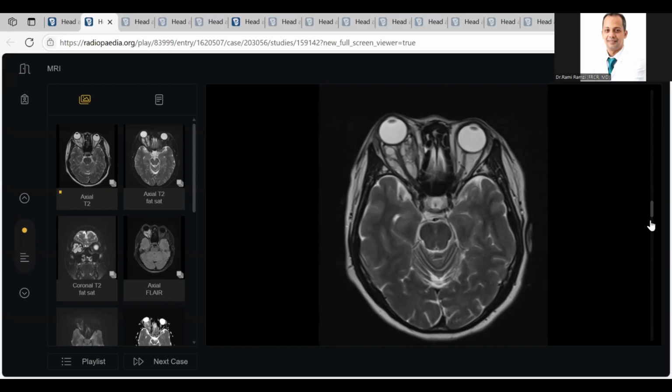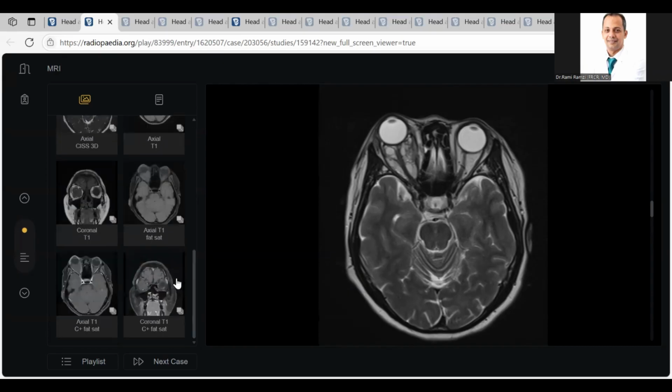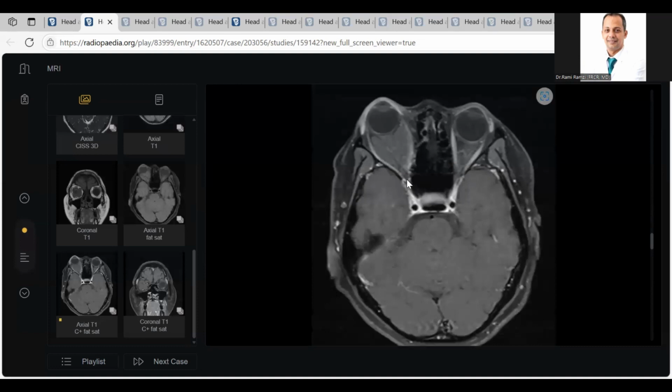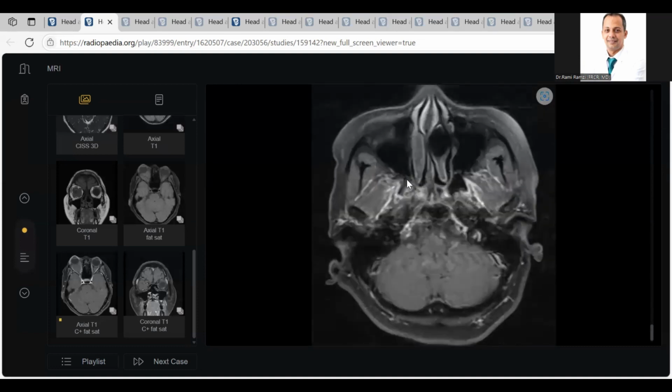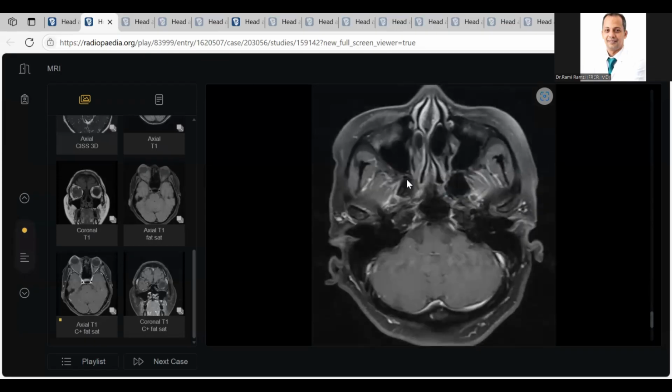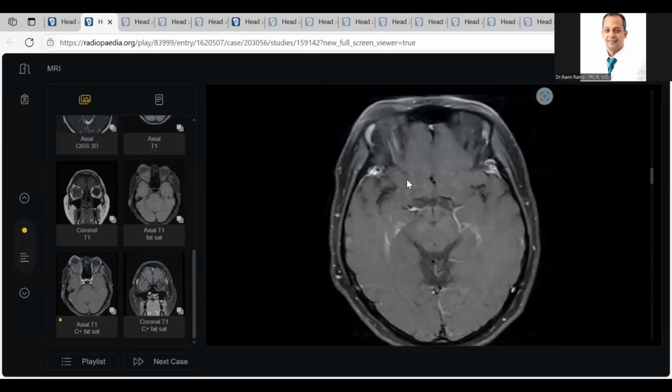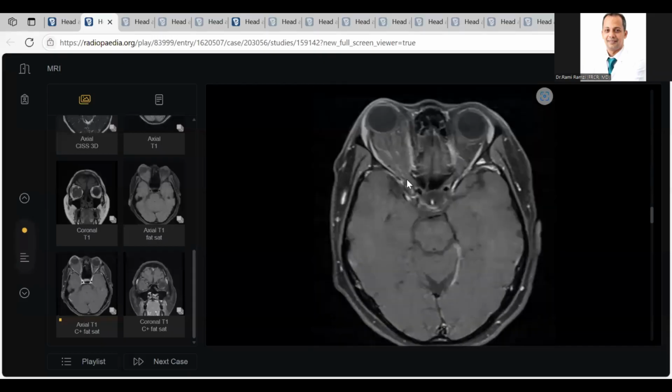On the basis of this, I want to visualize the other images, T1 weighted as well as post contrast images. Yes, sir, post contrast. On post contrast images there is a redemonstration of this lesion, but there is no enhancement, or only subtle enhancement, in this retrobulbar abnormal signal intensity area.